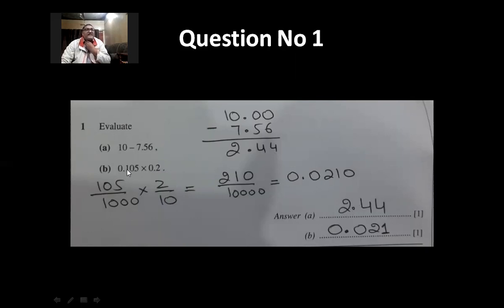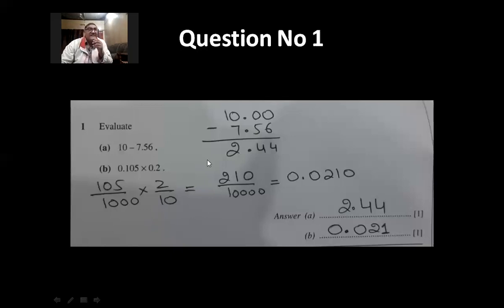In the B part, he says 0.105 into 0.2. So I will remove the decimal. 105 divided by, in the place of decimal, I will put 1. After decimal, there are 3 digits, so I will put 3 zeros downstairs. Multiply, here you have 0.2, so it will become 2 by 10. So 105 multiply 2, that's 210, divided by 1000 multiply 10, that will be 10,000.